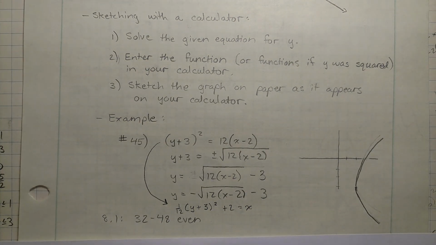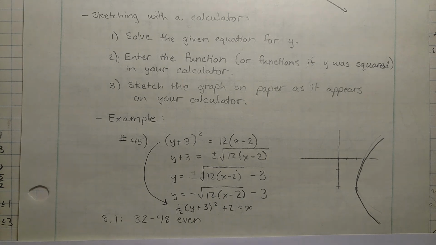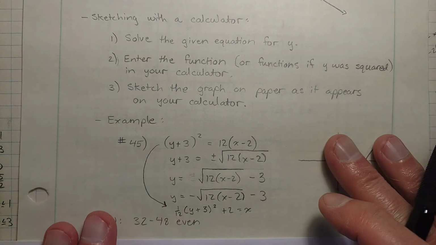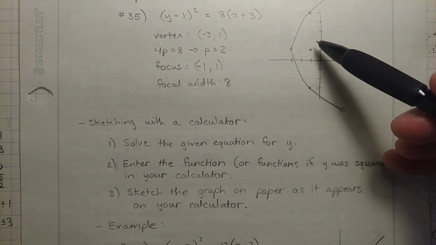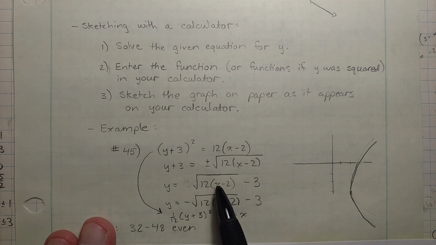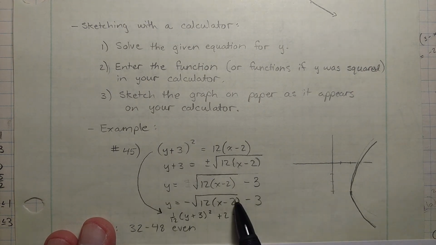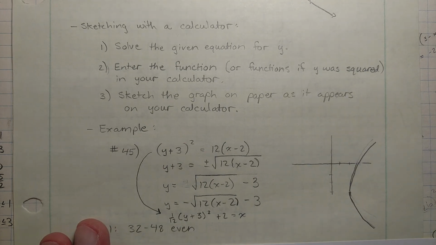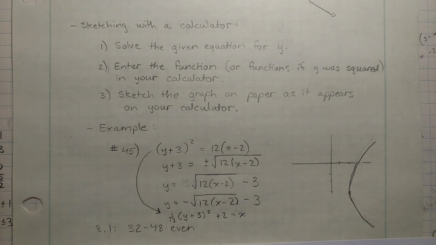And there is your homework. It's 32 through 48 even. Some of them are sketching by hand. If you sketch it by hand, I want to see your focus. I want to see in your graph where you did your focus and your points on either side. And if it's this way, I want to see how you solved it to put it in your calculator, and then just draw a sketch of the graph that you did. Okay, hope that makes sense.